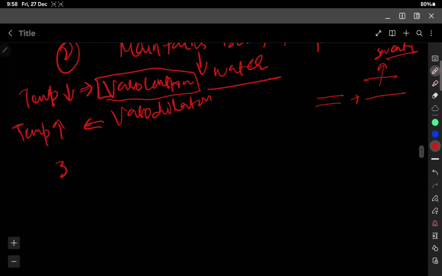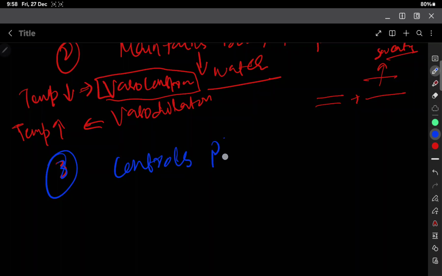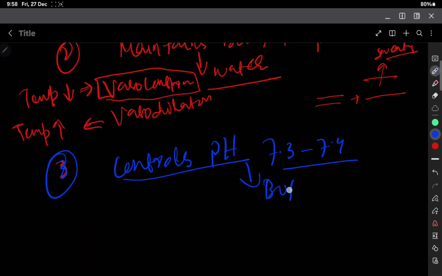Third function is it controls pH. The pH of the blood must remain in the range of 7.3 to 7.4, otherwise it will begin to damage the cells. So it maintains the pH by the help of the buffer system.